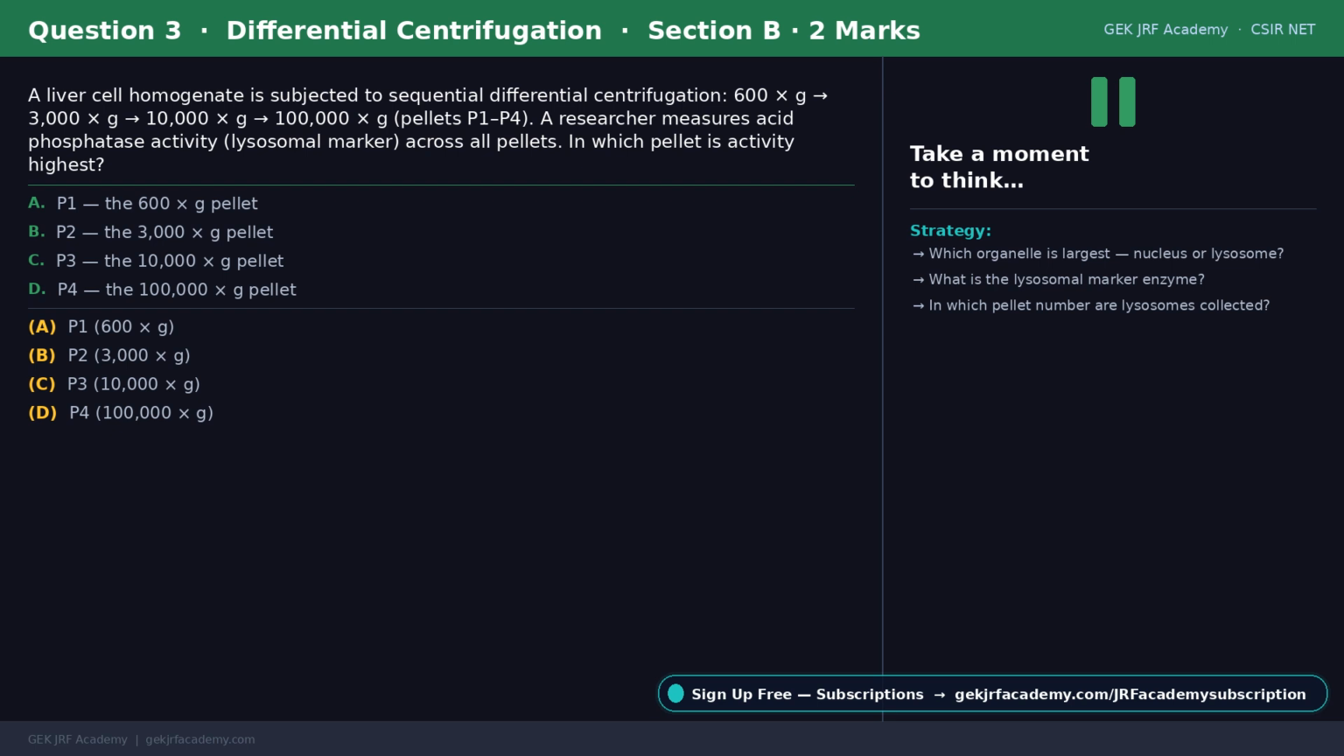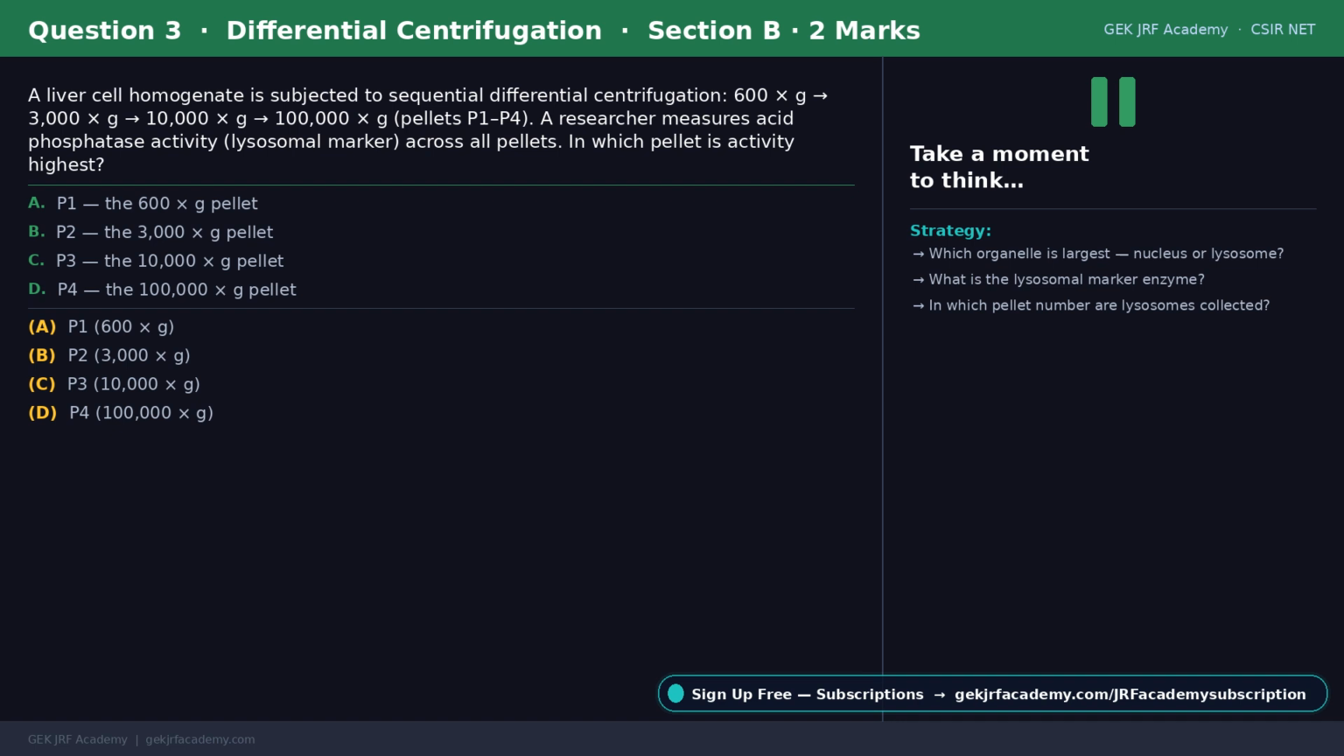Question 3. Section B pattern. 2 marks. Quantitative type. A liver cell homogenate is subjected to sequential differential centrifugation. Spin 1. 600 times gravity for 5 minutes. Producing pellet P1. Spin 2. 3000 times gravity for 10 minutes.